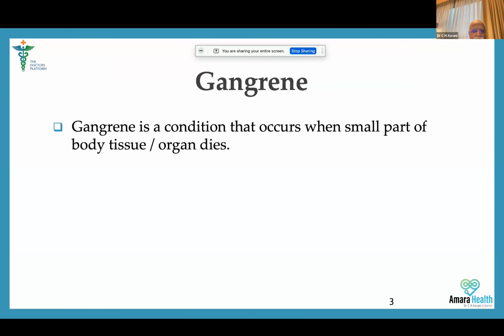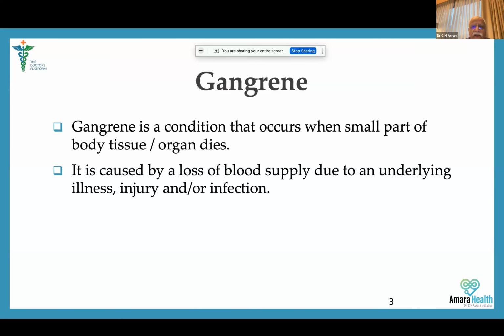So what's gangrene? It's a condition that occurs when a small part of the body tissue or organ dies. So you may say that even heart attack is part dying, even stroke is part dying. But gangrene is different. We will see how it is different as we go ahead. Caused by loss of blood supply due to an underlying illness, injury, or infection. Heart attack and stroke are basically stoppage of blood supply due to atherosclerosis.